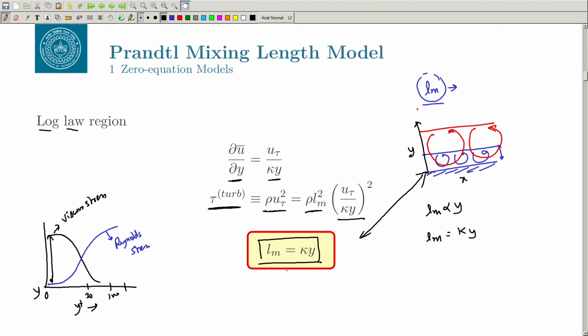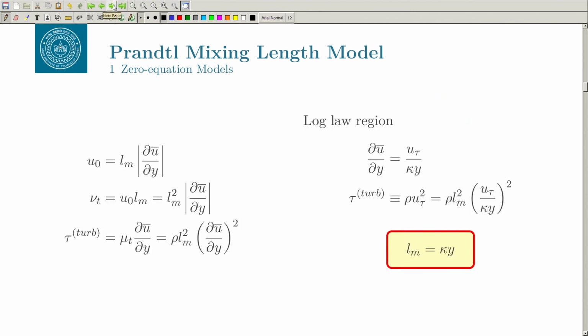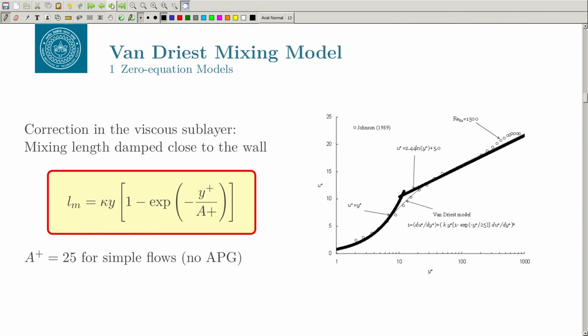This is the same kappa that we have seen earlier in the log law region, and this kappa can be used here in Lm square. Finally, you can get this model, which is the Prandtl mixing length model. Replace this Lm square by kappa y and you get this. So, this is the Prandtl mixing length model.